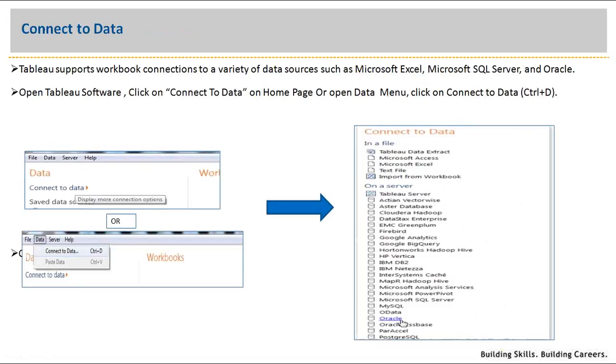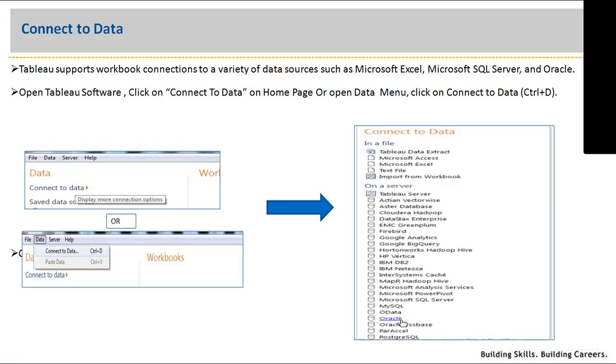So, connecting to the data: how can we connect to data in Tableau? Tableau supports workflow connections to a variety of data sources such as Microsoft Excel, SQL Server, and Oracle. We just saw this screen a few minutes ago: from Connect to Data, we can select an appropriate driver to connect to the data source. We can also select files. These are the options to connect a file: Tableau data extract, Access, Microsoft Excel, text file, and import from a workbook.